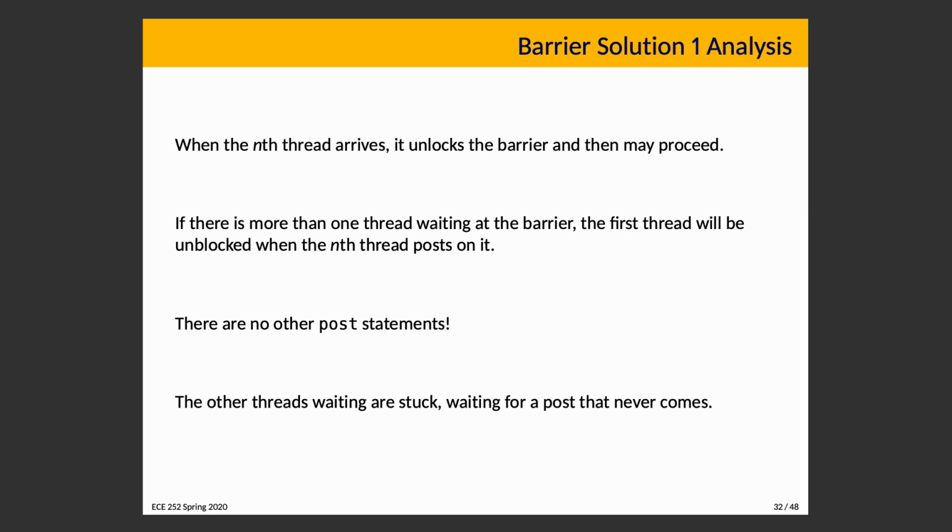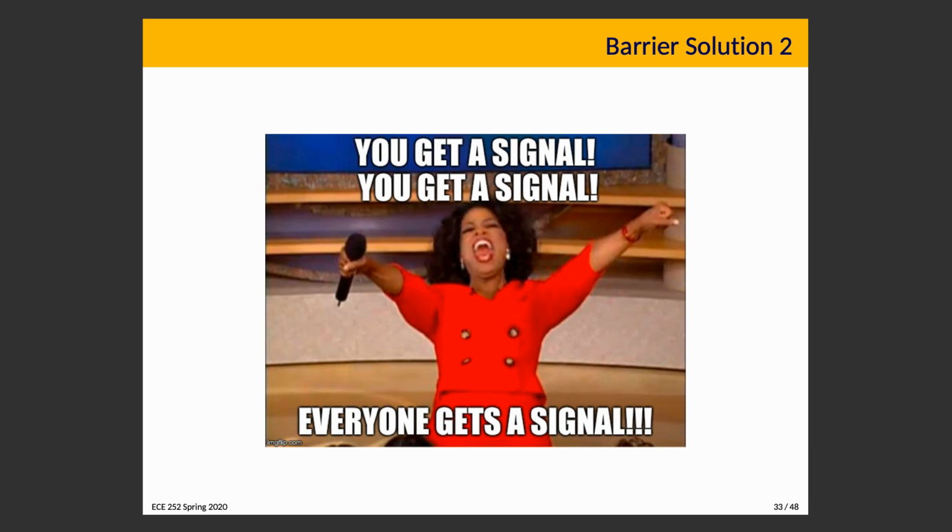So that's not good. It will allow a thread to be unblocked, whoever is lucky enough to be unblocked when the call to post happens, but that thread and that thread only is allowed to proceed. All the other threads, in my example 9 of them, are stuck waiting for a post that never comes, and we have a deadlock, which we do not like. Now, you might have an idea about what to do about this. The Oprah approach: you get a signal, everyone gets a signal.